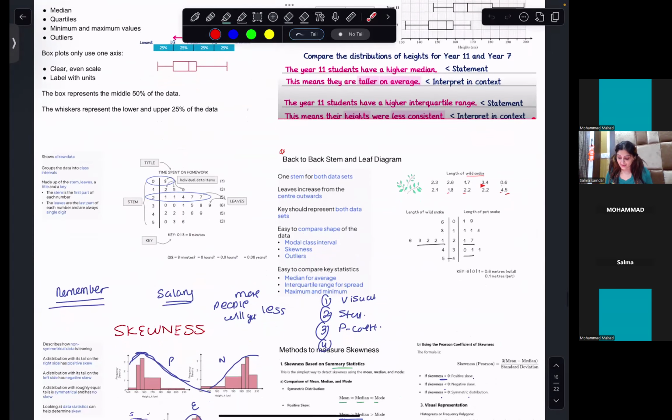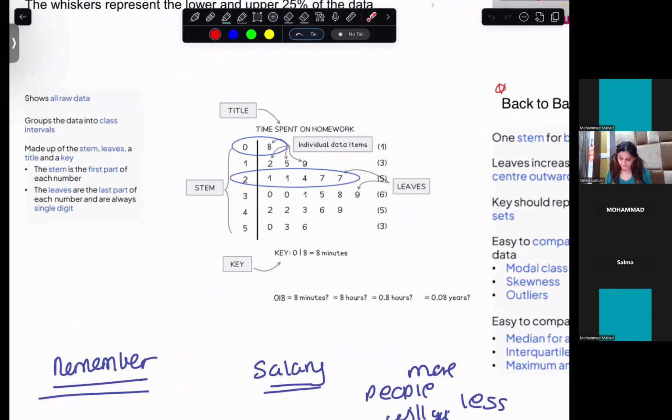Now the next topic is stem and leaf diagram. Mahad will explain it. A stem and leaf diagram shows raw data and groups the data into class intervals. On the left side, you have the stem, and on the right side, you have the leaves. Then there's a key. The key shows how the stem and leaf diagram is supposed to be read.